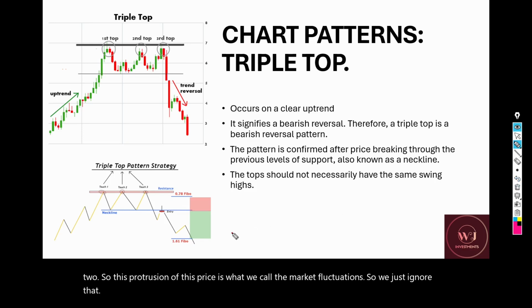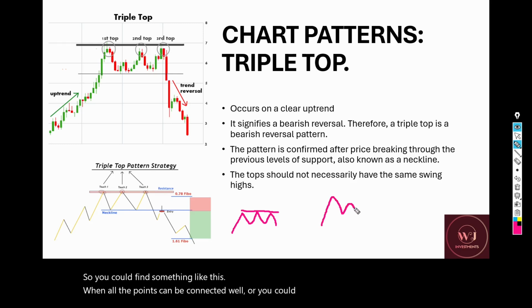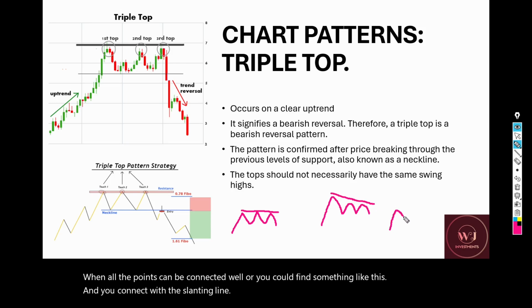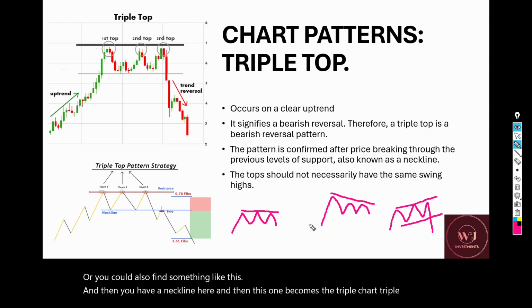So you could find something like this, when all the points can be connected well, or you could find something like this and you connect with a slanting line, or you could also find something like this and then you have a neckline here, and then this one becomes the triple top chart pattern.